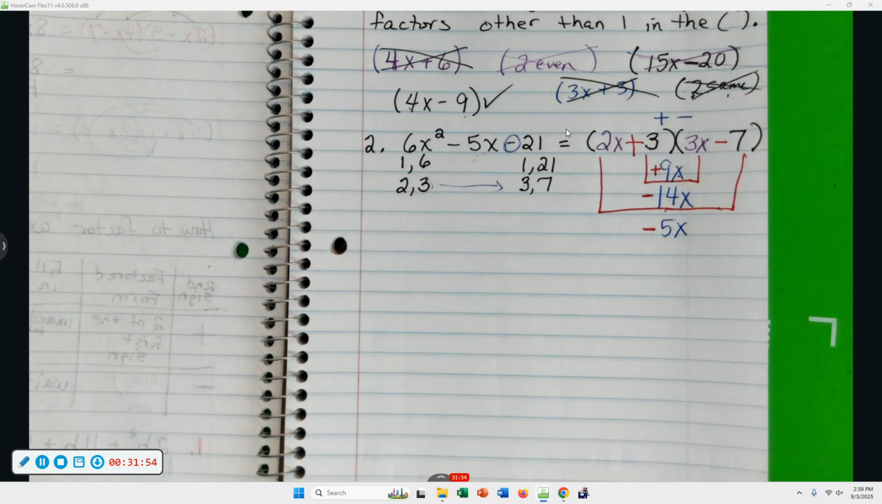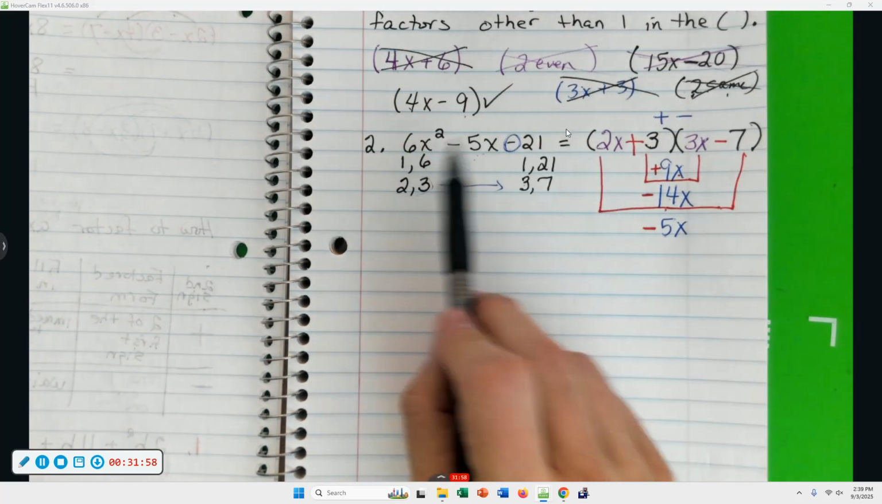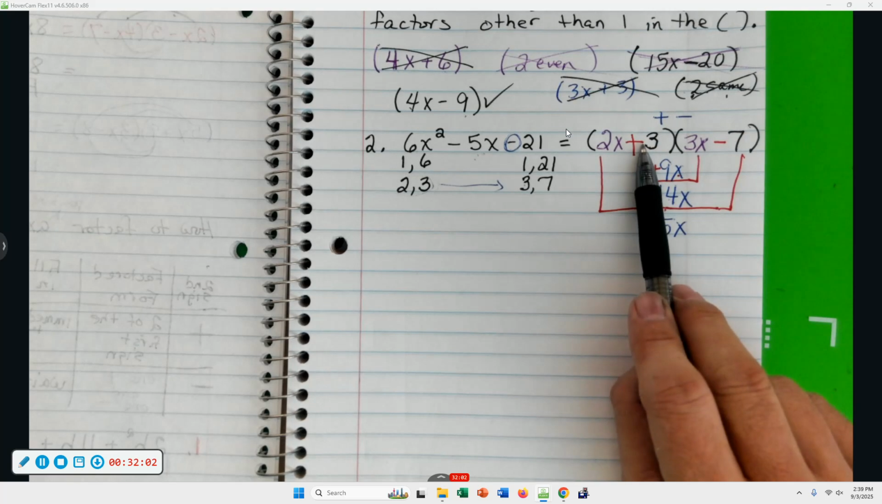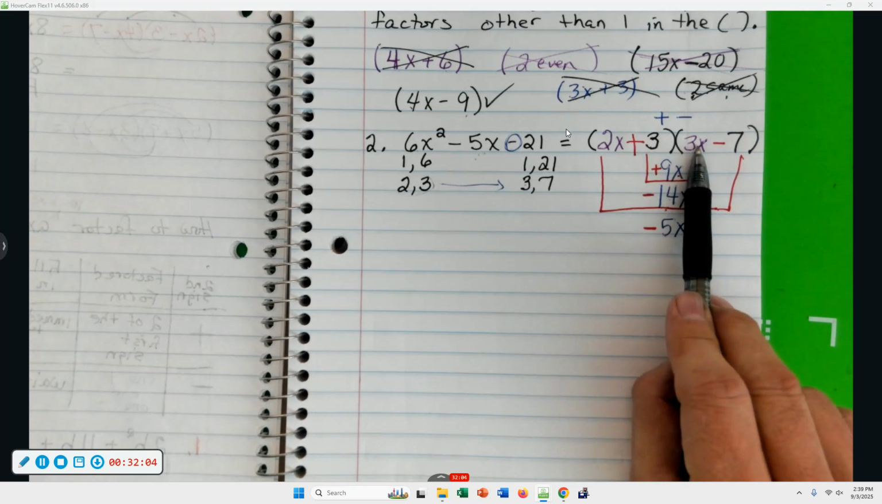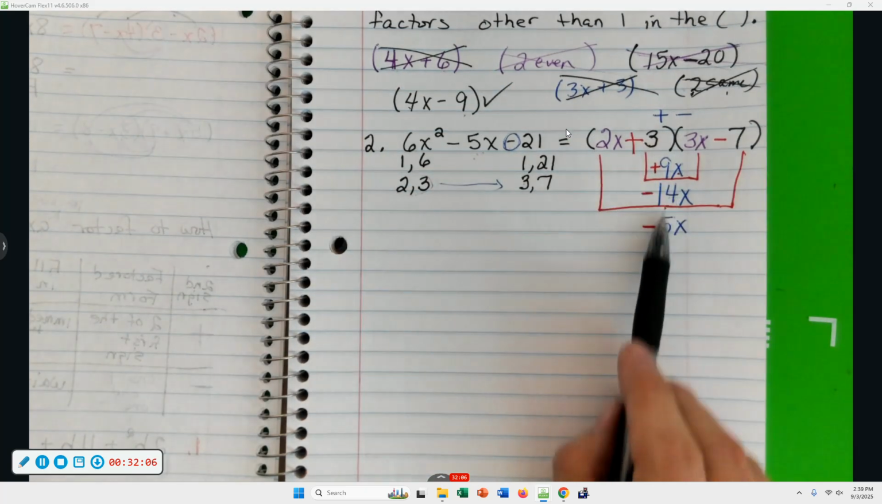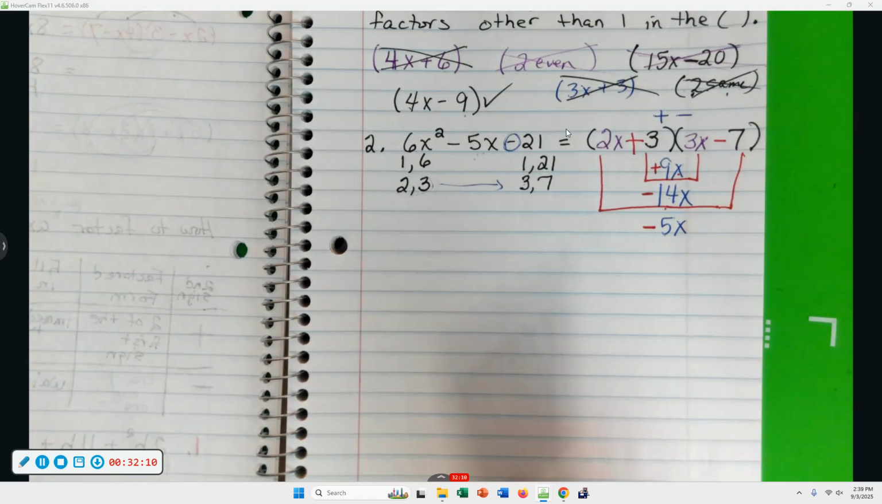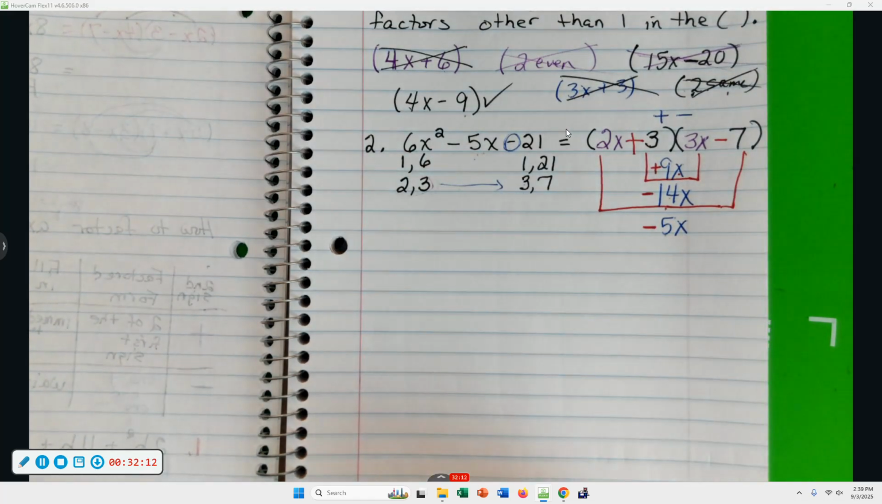Foil it out. You'd get a 6x squared, then a minus 14x, and a plus 9x. That's what I'm doing right here to get that minus 5x, and then a negative 21.